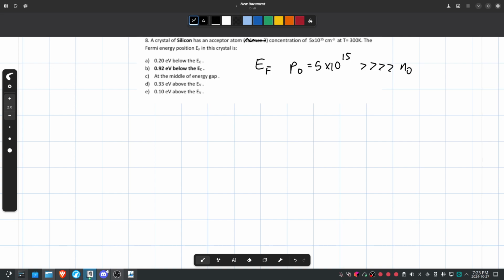So which one of these equations will let us find that? Well, if you look at the formula sheet, you are going to find E_F minus E_V is going to be equal to k_B T ln of N_V over p0.